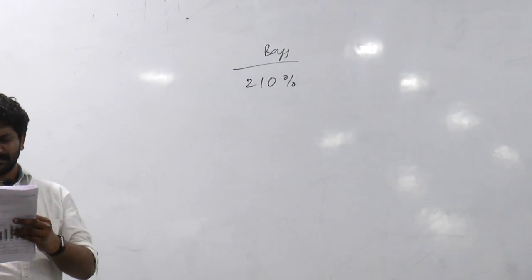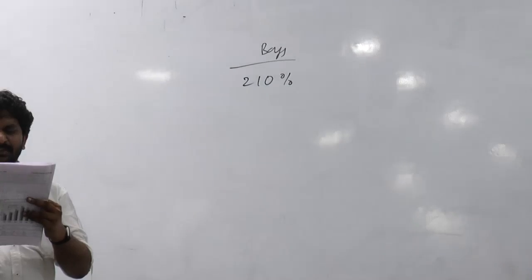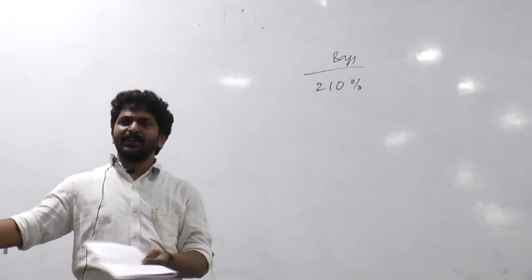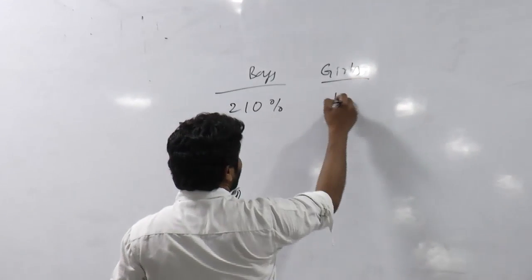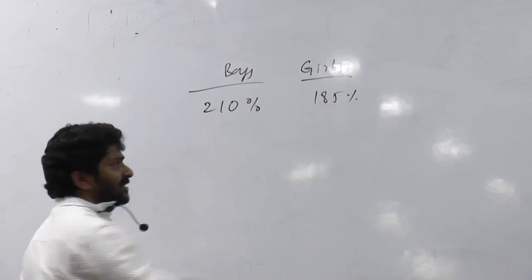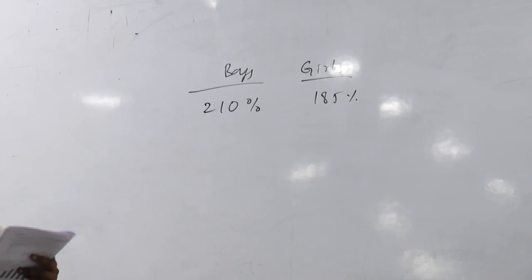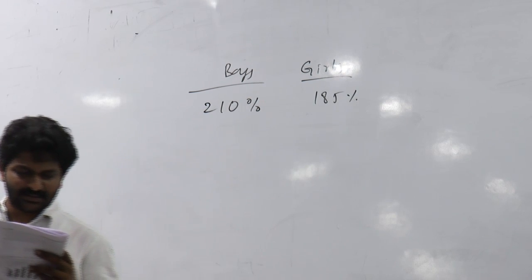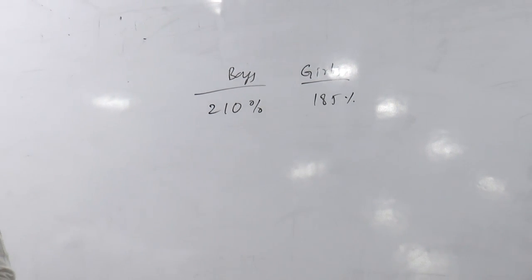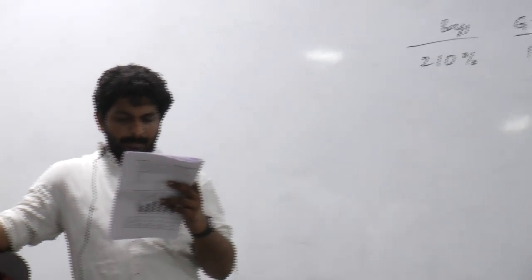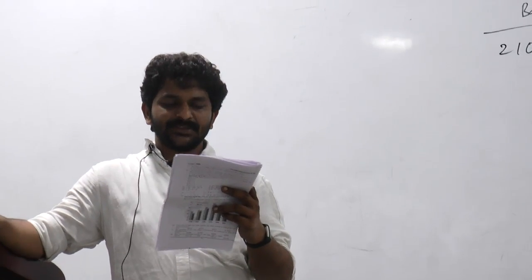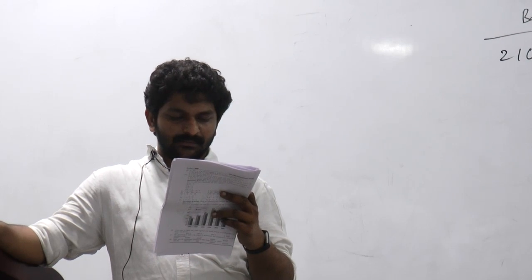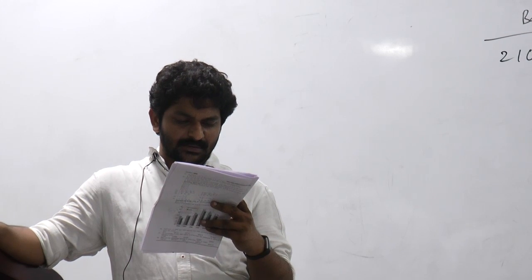Next, girls. 45, 65, 110. 110 plus 75, 185. So girls, it is 185%. Difference 25%. You're asked about number of marks. 25% of what? 60. 25% of 60, how much? 15. None of these options.